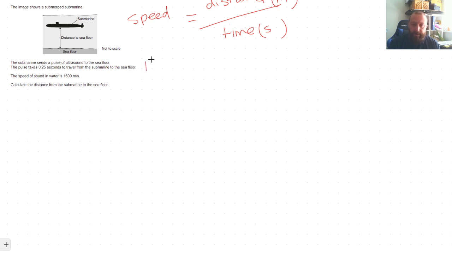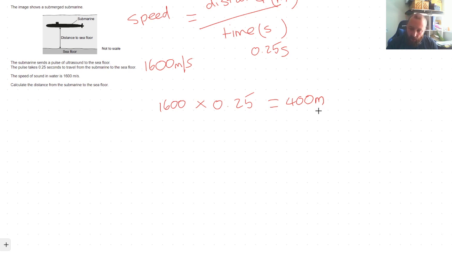they give us a speed of sound in water is 1600 meters per second, and they tell us that it takes 0.25 seconds. So if we were to rearrange that, if we did 1600 times 0.25, we're looking at 400 meters. If my calculations doing it in my head quite quickly is correct.